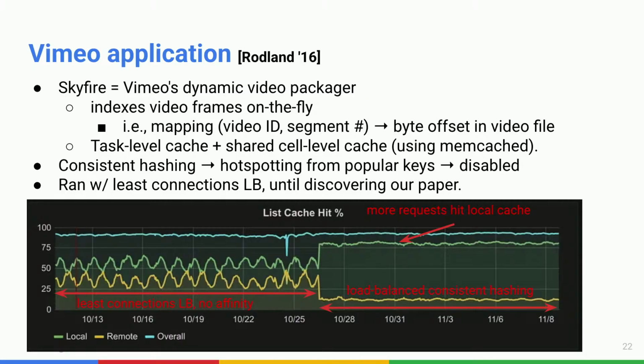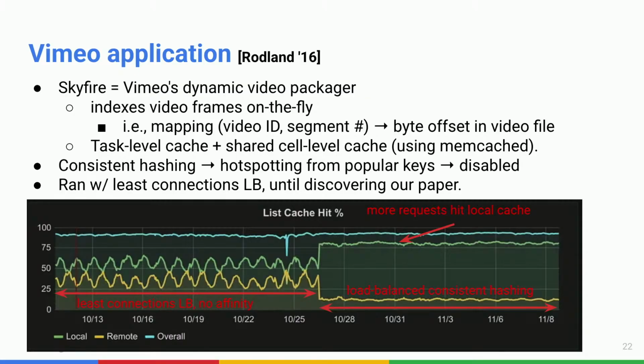And so this is the memoization version of cache affinity that I was talking about before. So you send a request for a video segment to some server. It computes the index on the fly, and then hopefully other requests for that same video will go to that same server, so they don't have to recompute the index. They also have both this task level cache and also a cell-wide cache. And so it's actually both memoization and retrieval, sort of the combination of the 2 examples I said before.